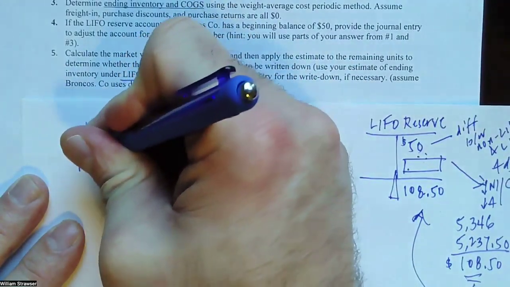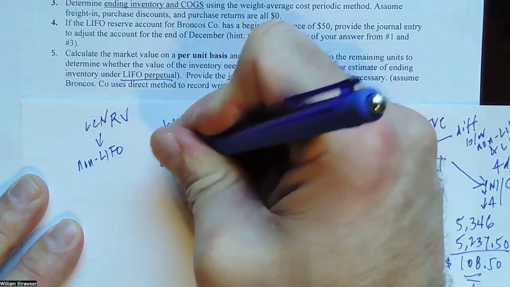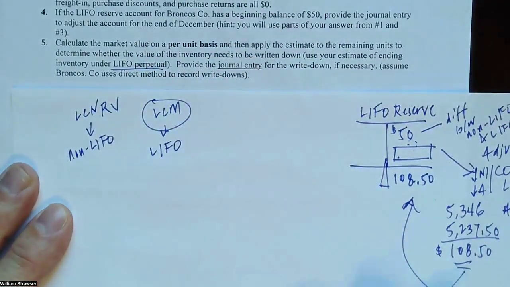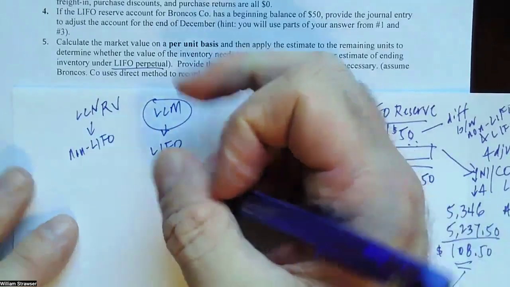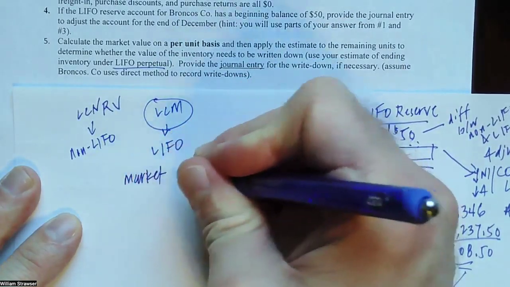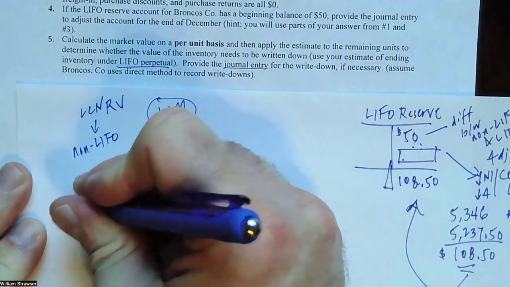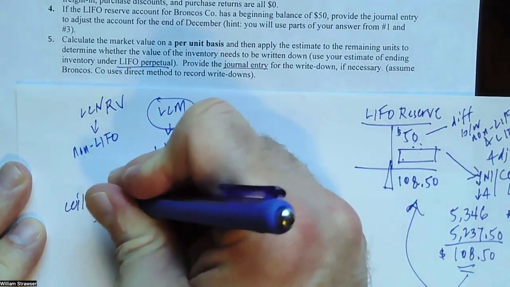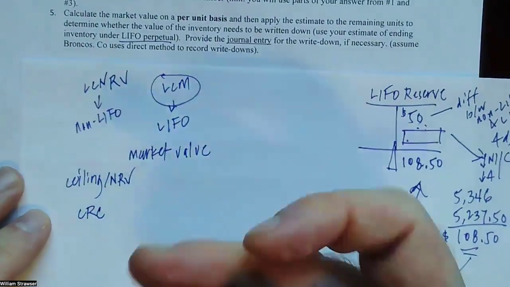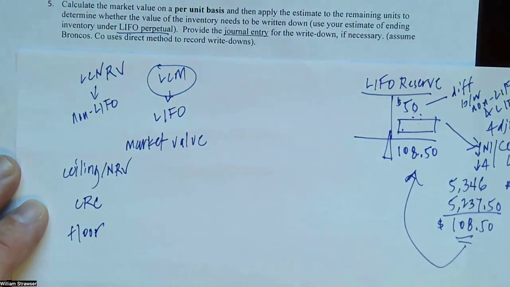that's for our non-LIFO. And LCM is for LIFO. So we want to do lower of cost or market since we're doing LIFO perpetual. And for LIFO, remember the market value is going to be determined by looking at the ceiling, otherwise known as the net realizable value, the current replacement cost, CRC, or the floor. And we want to take the median of these three values.